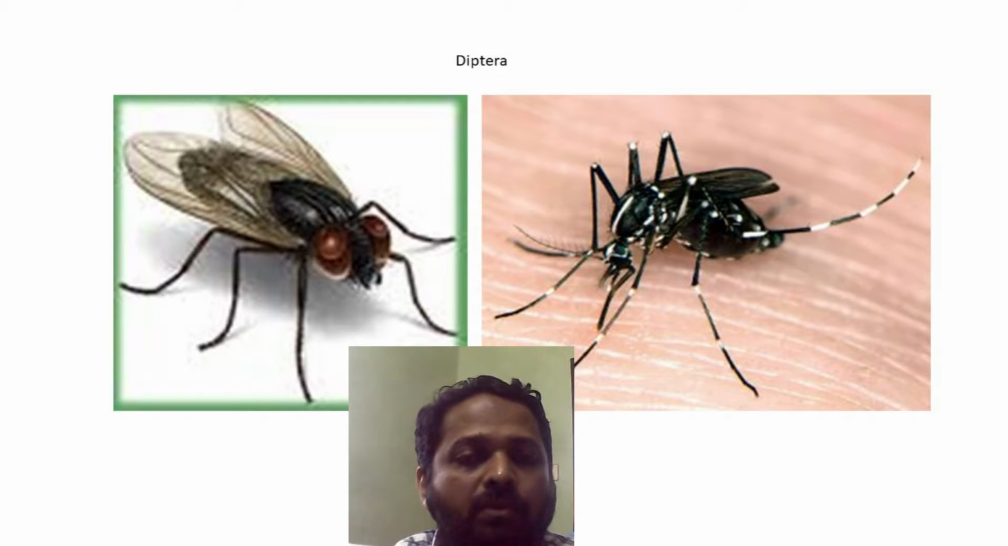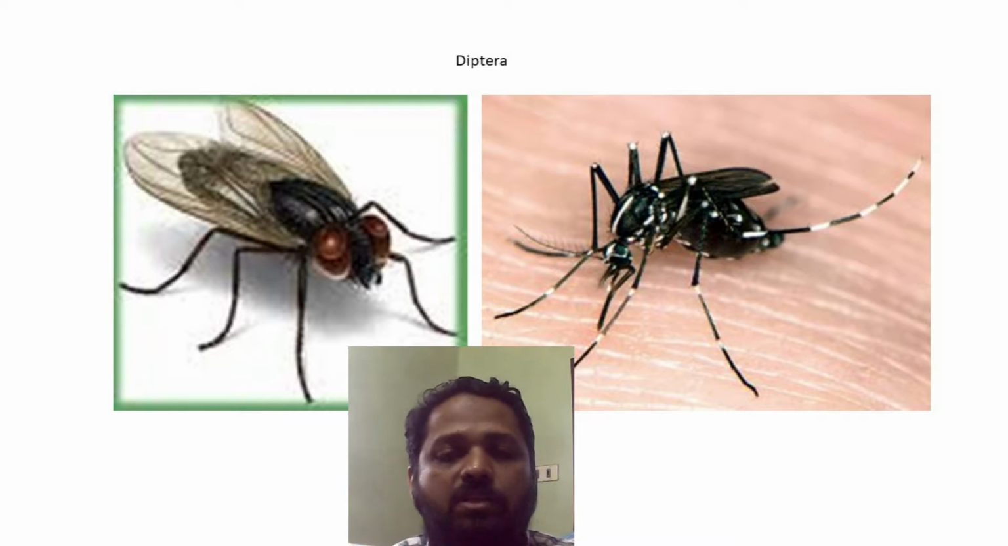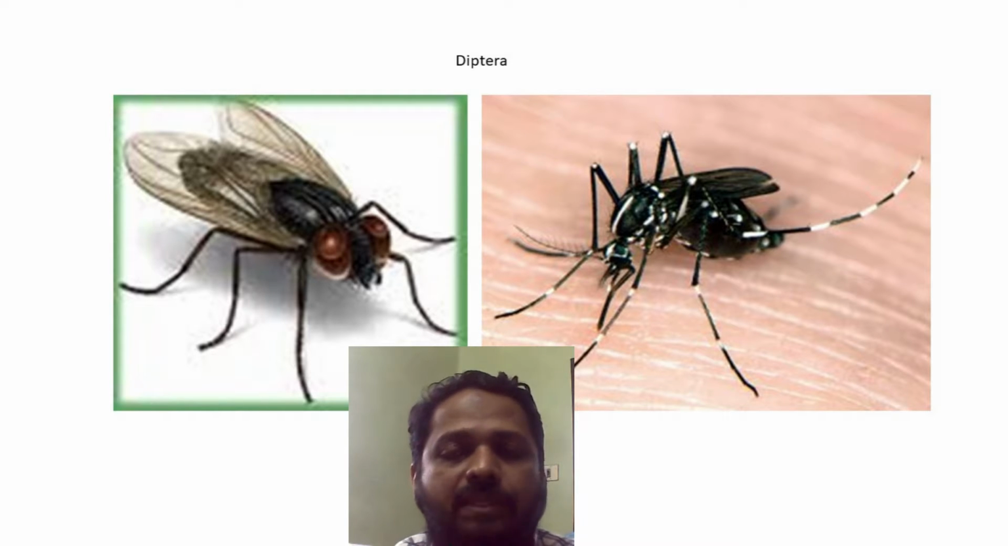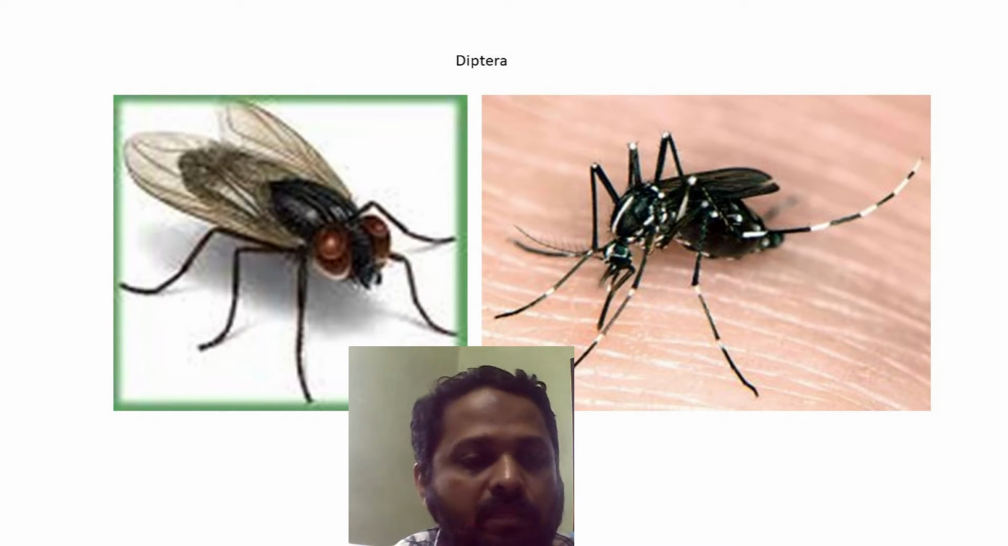Then we go for Diptera, including flies and mosquitoes, which are found in our house. The four wings are veined, membranous and transparent in nature. Hind wings are reduced to small knobs called halteres. The mouthparts are sponging and piercing, mostly sucking types, and the metamorphosis is complete in this case.